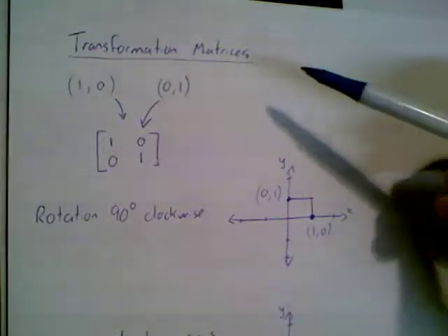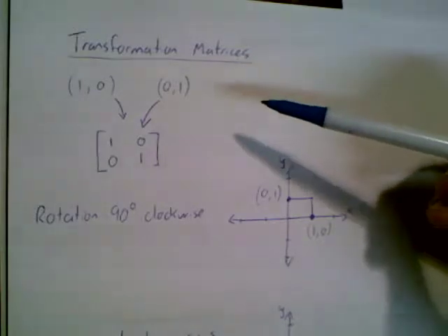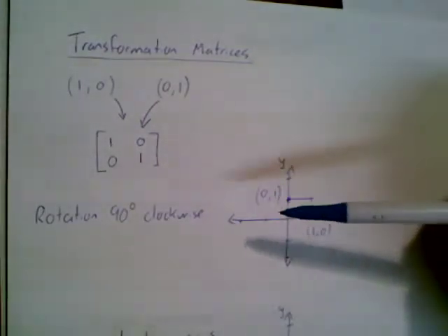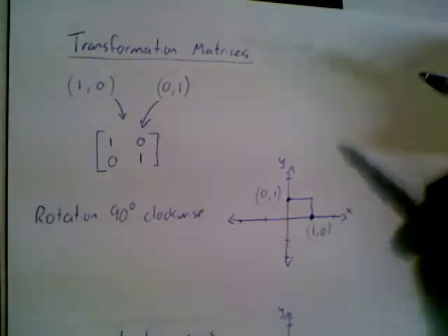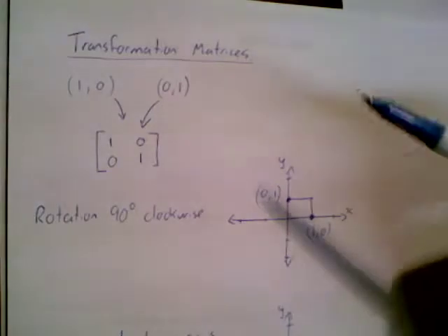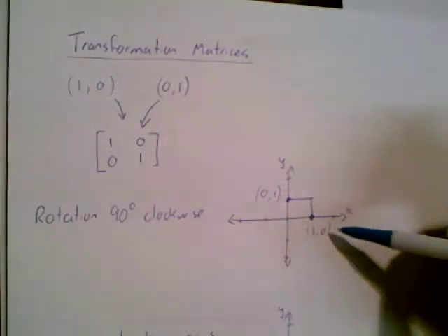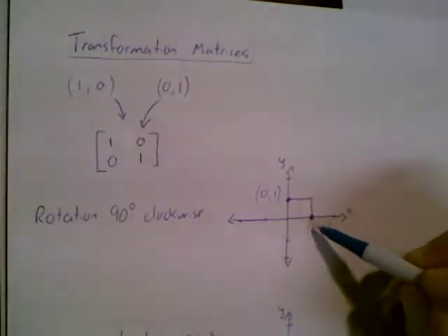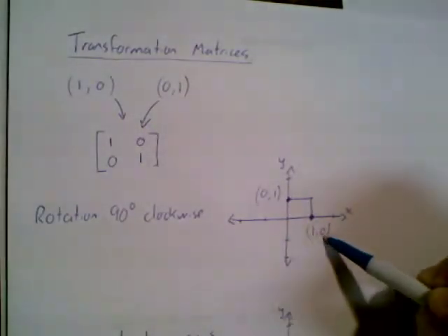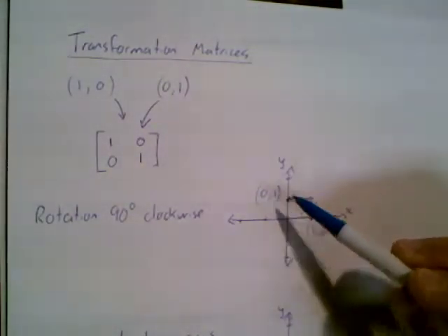Okay, we're going to have a look at transformation matrices and how you can come up with the transformation matrix for different transformations. So what we can do is consider these 2 points, (1, 0) and (0, 1). Here it is on a little axis. Now (1, 0) here and (0, 1) here. In other words, x=1, y=0, and x=0, y=1.